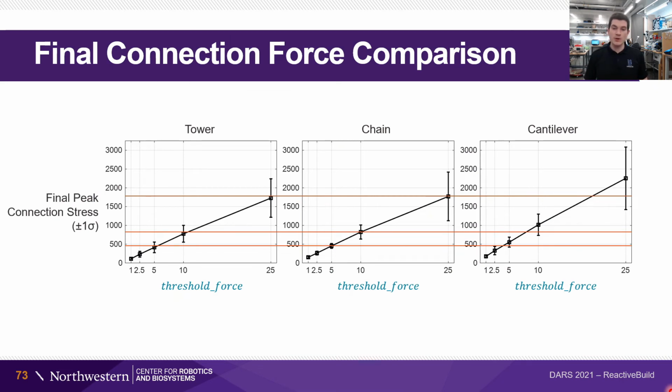And I want to take a moment just to compare the final connection forces between the tower, chain, and cantilever. Notably, the tower and chain have extremely similar results for the threshold force and final peak connection stress, with the cantilever being a bit higher overall. This is not terribly surprising. In general, cantilevers are challenging structures to build. But what these trends show is that the final peak connection stress is predictable based on threshold force. And so what this implies is that you're going to be able to scale threshold force based on robot capability.